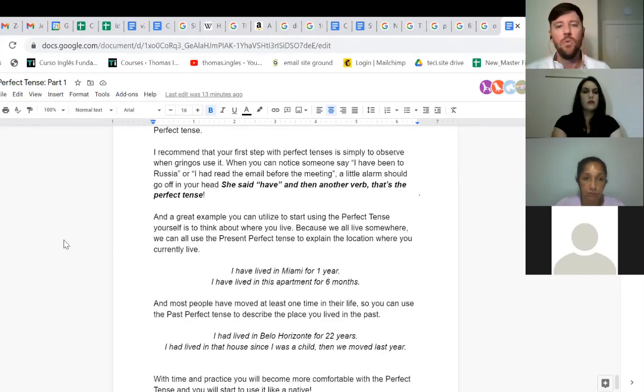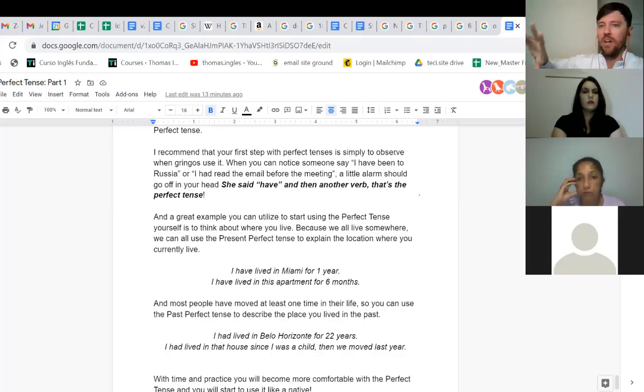Okay? So, uma nota sobre estratégia agora para usar em seu dia a dia. So, I recommend that the first step with perfect tenses is simply to observe when gringos use it. Então, se você é novo com os perfect tenses, não se preocupe muito sobre usando. Claro, é bom usar e você deveria, usar quando você pode. Mas o passo primeiro que é bom é observar, perceber quando gringo está usando. That's a very good first step.